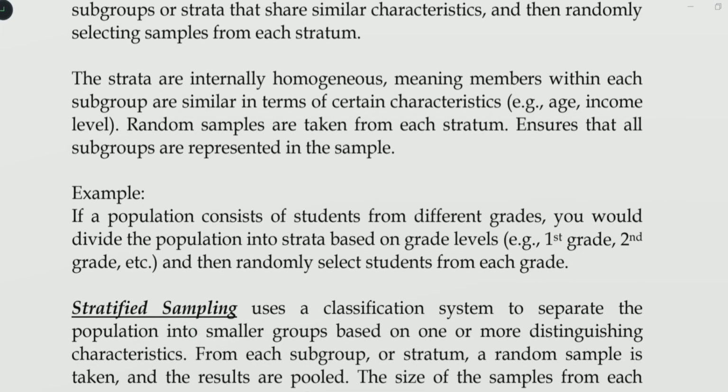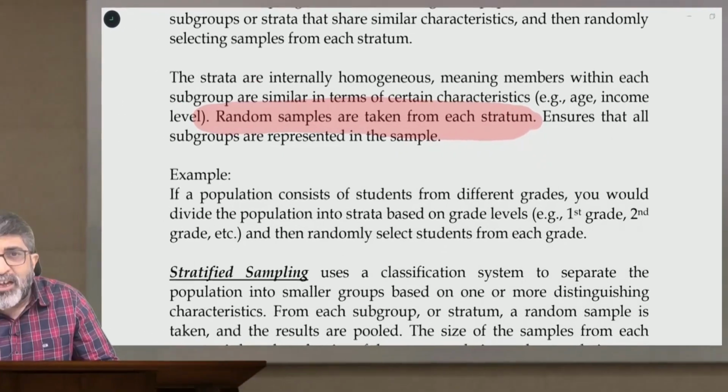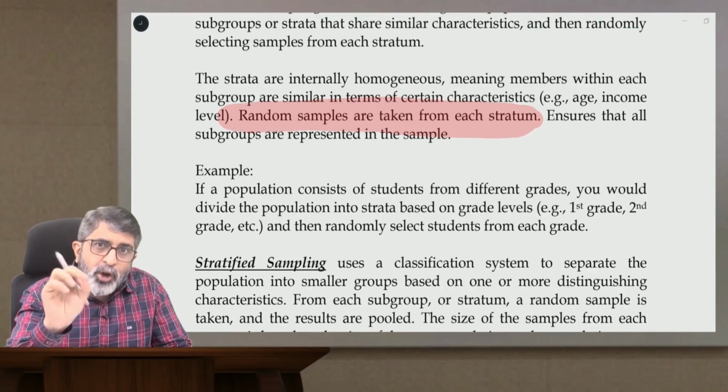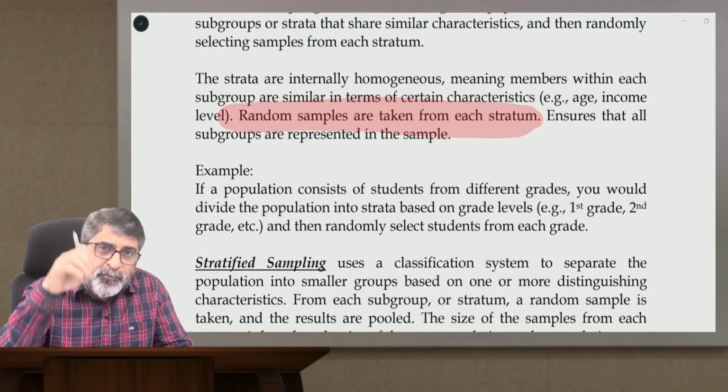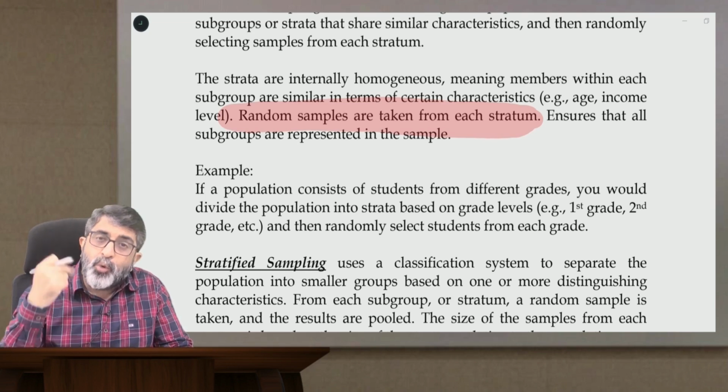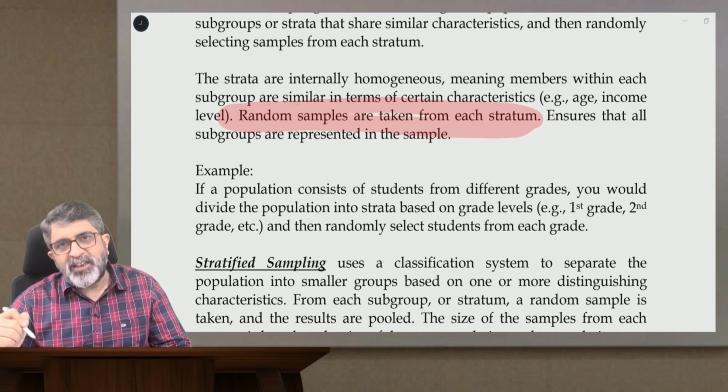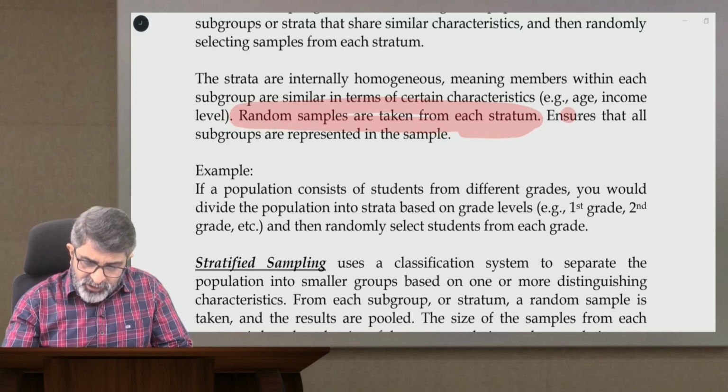So this line once again: the strata are internally homogeneous, meaning the members within the subgroup are similar in terms of their characteristics. Random samples are taken from each stratum. Now this particular line, random samples are taken from each stratum. Earlier I gave you an example from that engineering college. Later on I gave you an example for creating a stock market index, but the stock market index example may not fit 100% into this, because over there this randomness will be missing, correct? Now this ensures that all subgroups are represented in the sample.